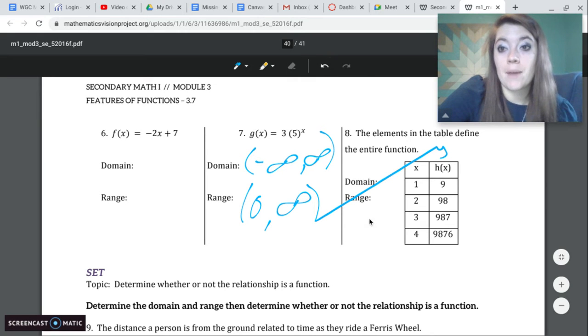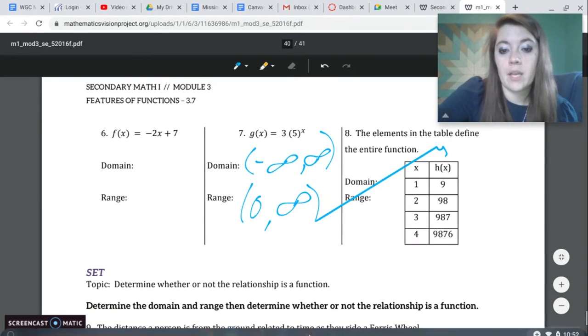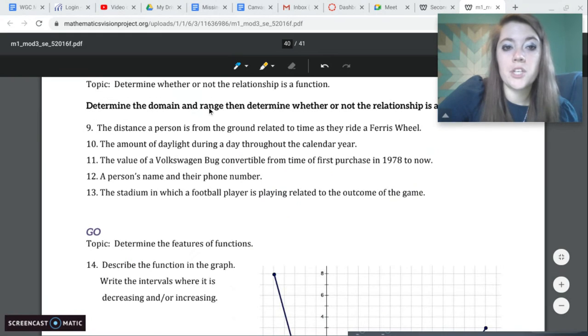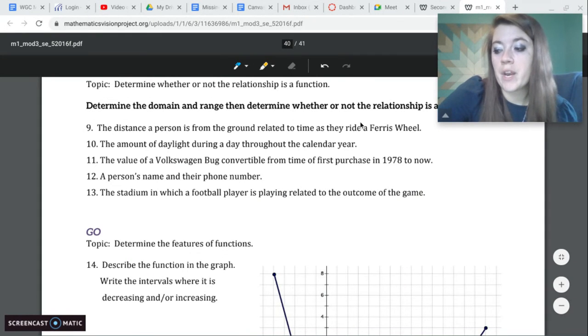So keep that in mind when you're doing this one. You're going to list out every single number, okay? All right, and maybe if this will scroll. Hang on. Now we want to determine the domain and range and then determine, we're going to focus on just determining whether or not it's a function. So you don't have to worry about the domain and range. You're just going to worry about whether or not this represents a function. So we're going to do 9 and 12 together.